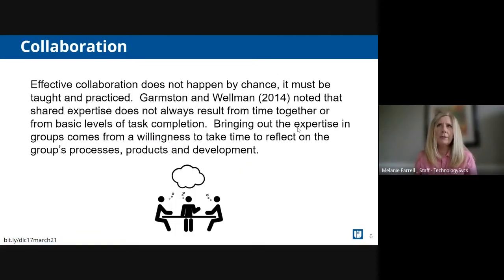So this definition of collaboration comes directly from a Wake County document on collaborative protocols. I'm going to pause here just for a minute so you can read this. I feel like this definition does a really nice job in just defining what collaboration is.